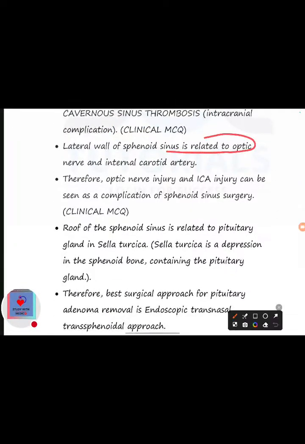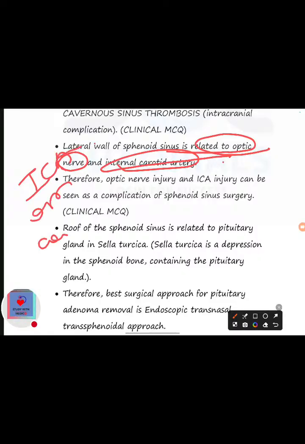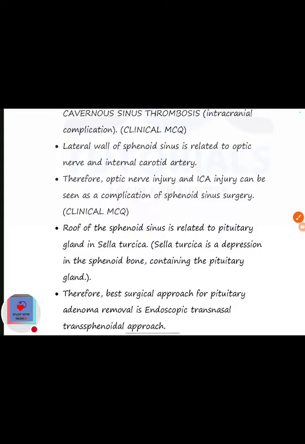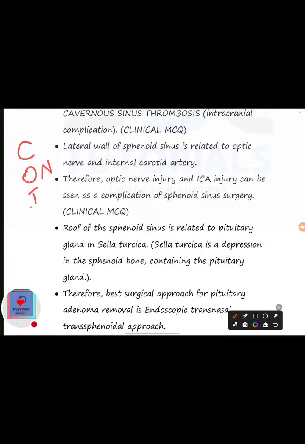The lateral wall of the sphenoid sinus is related to the optic nerve also, and the internal carotid artery. Internal carotid artery, optic nerve, cavernous sinus. So it is related to the cavernous sinus, optic nerve, internal carotid artery. Therefore, optic nerve injury and ICA injury can be a complication of sphenoid sinus surgery.